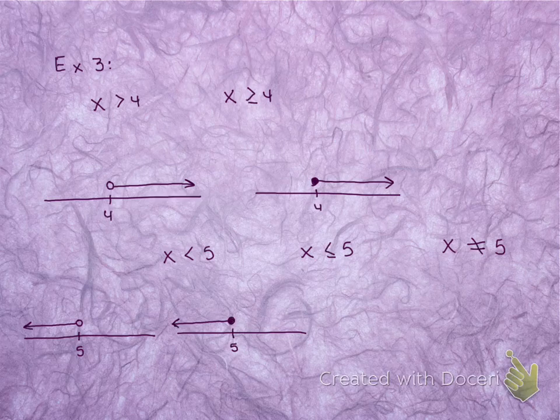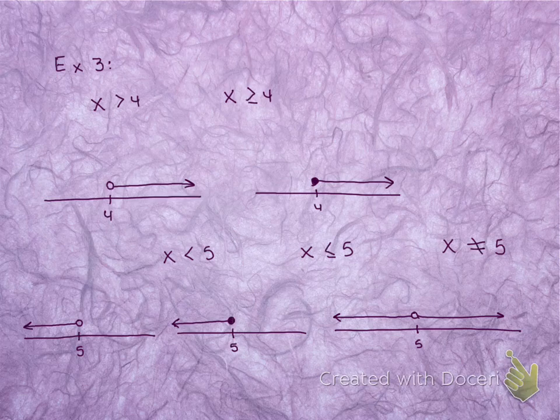Okay, now if x is not equal to 5, 5 is the only number in the whole world that x is not equal to, okay? So again, I put an open hole over my 5, but if x is every number in the world except 5, that means I get to go that way and that way, because I can have numbers less than 5, I can have numbers greater than 5, I just cannot have x equal 5.